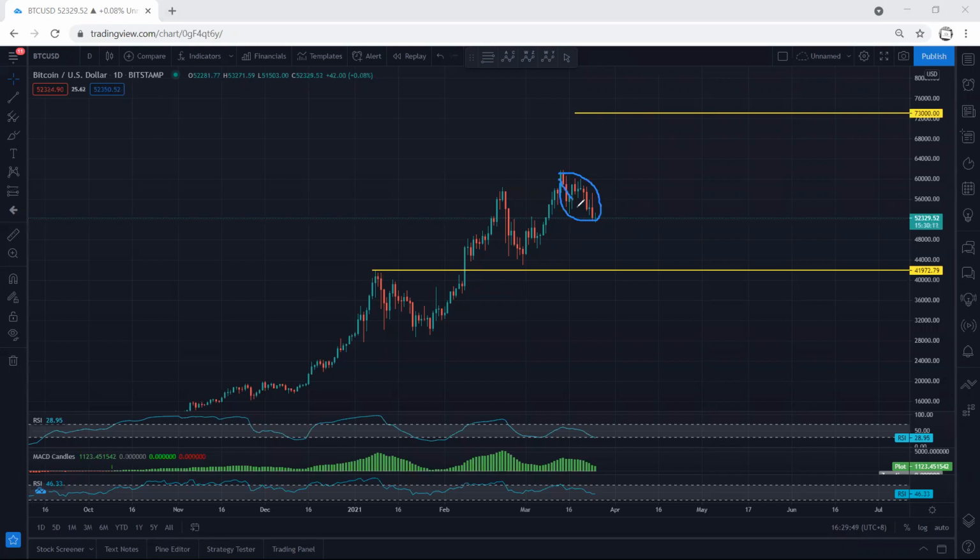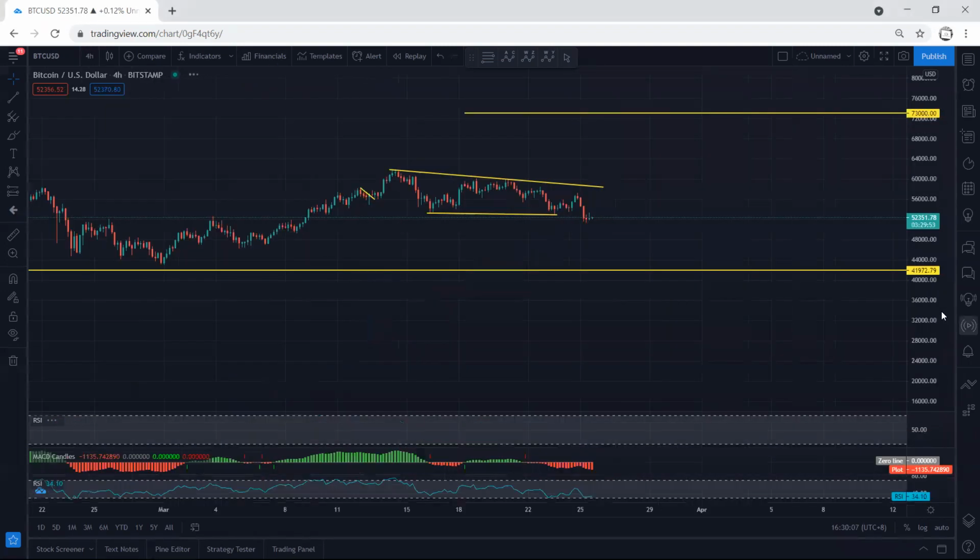We need to know whether there is a possibility this will retest 41972, or whether this is only a correction for continuation. Mostly we're looking for continuation, and we mentioned that if there is a continuation, the next level I'm looking for is 73.